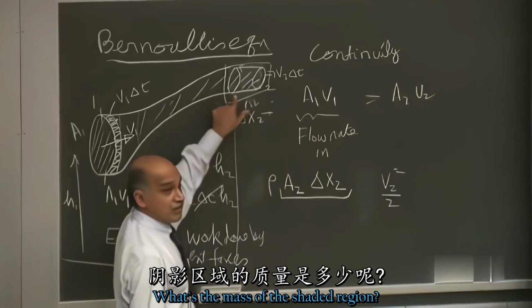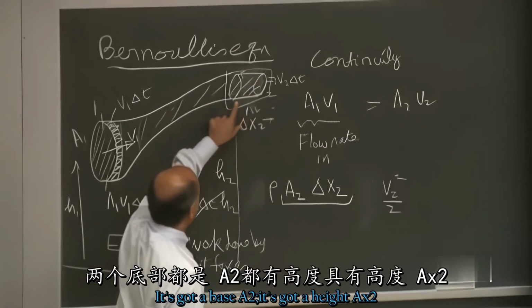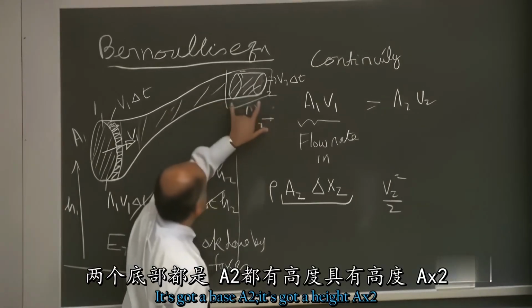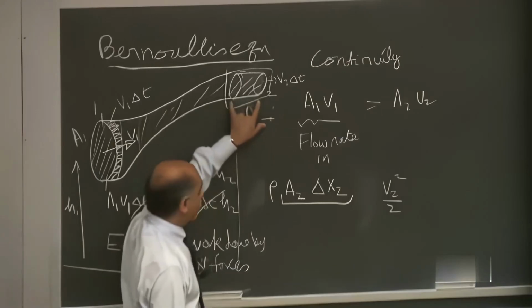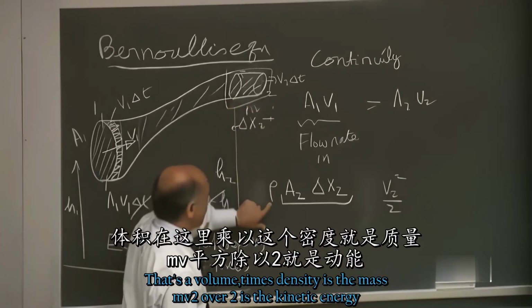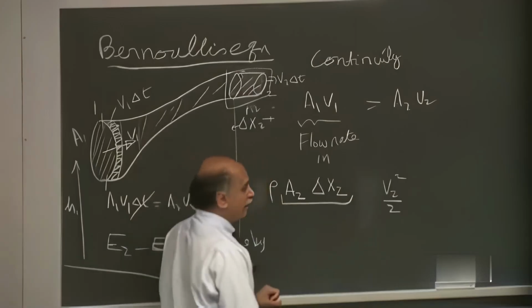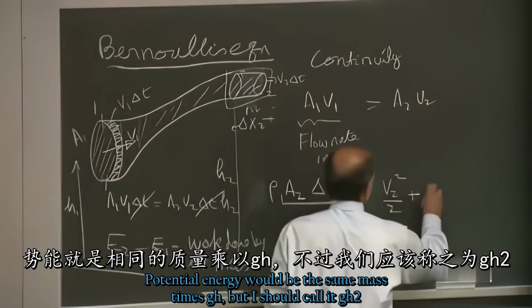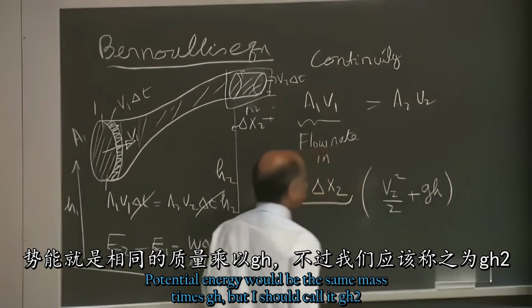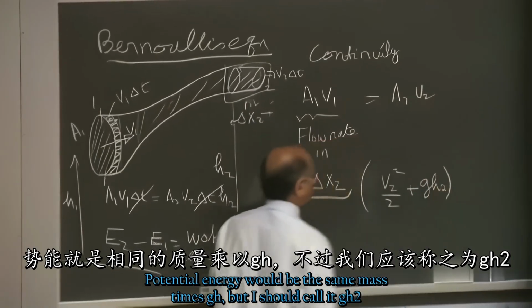What's the mass of the shaded region? It's got a base A2. It's got a height delta x2. That's a volume. Times density is the mass. mv squared over 2 is the kinetic energy. Potential energy will be the same mass times g h, but I should call it g h2.